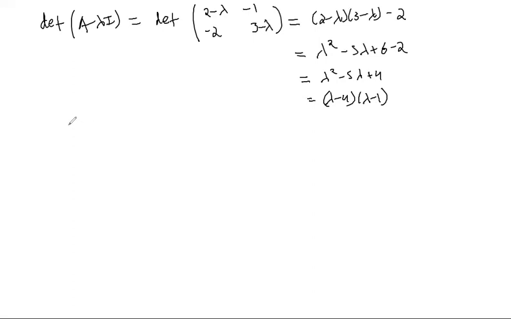Okay, so we find that the eigenvalues of A are 4 and 1. There are 2 eigenvalues because our characteristic polynomial is (lambda minus 4)(lambda minus 1), and 4 and 1 are the values that make this 0.